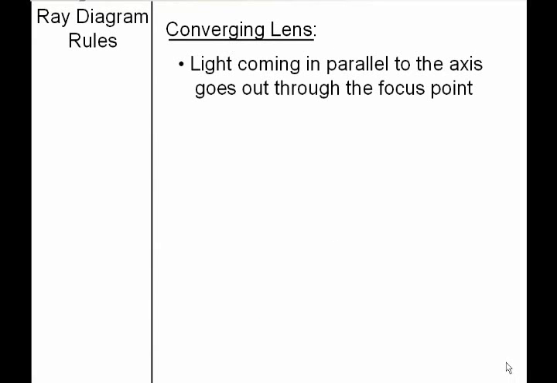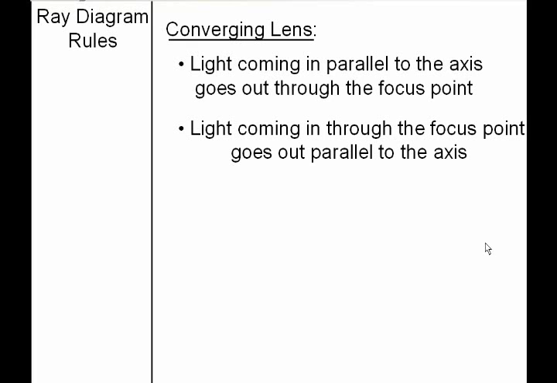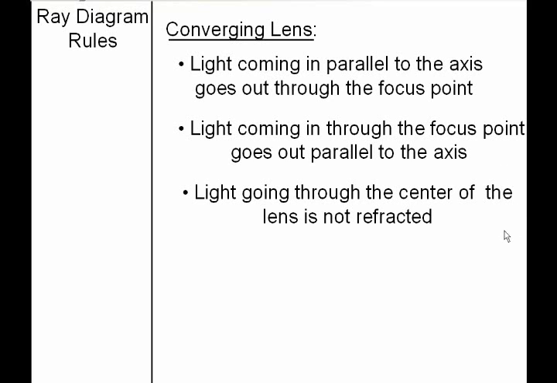Like the mirrors, the lenses also have rules for the ray diagrams. For the converging lens, light coming in parallel to the axis goes out through the focus point. Light coming in through the focus point goes out parallel, though those are the same two rules for a converging mirror as well. The third rule is different. Light coming in through the center of the lens is not refracted.